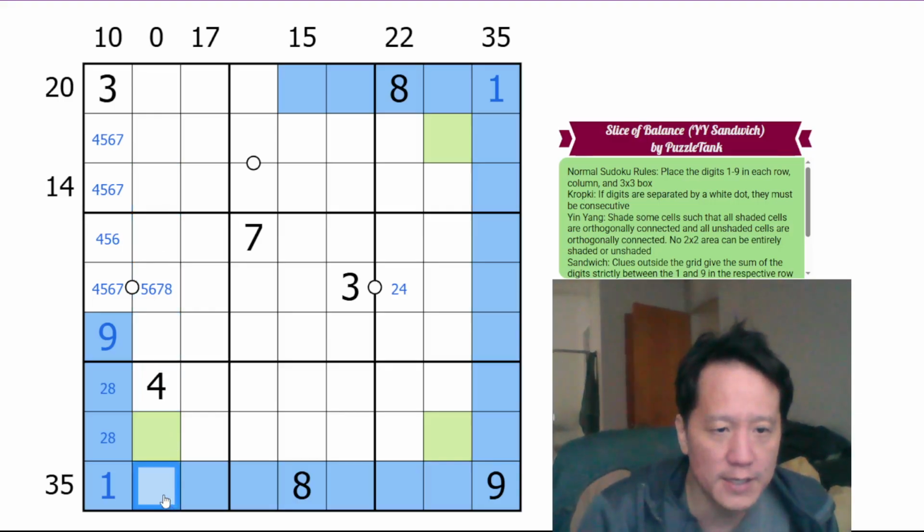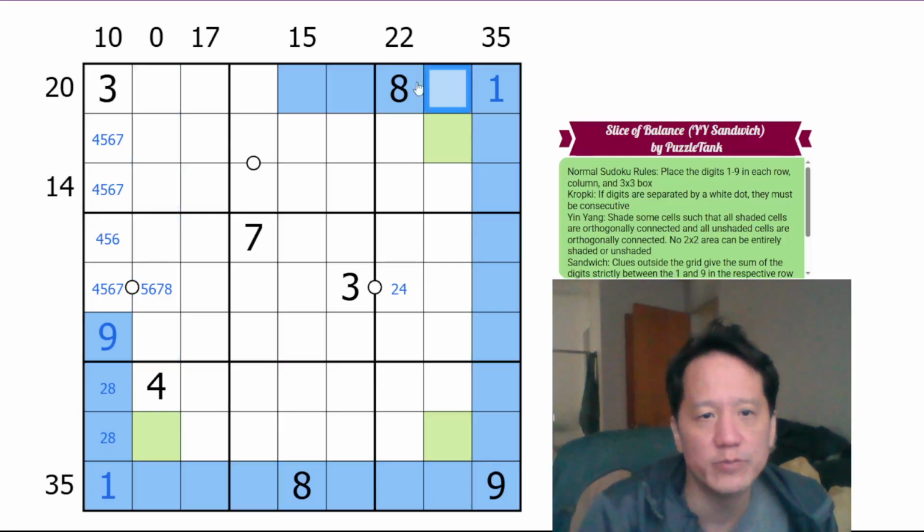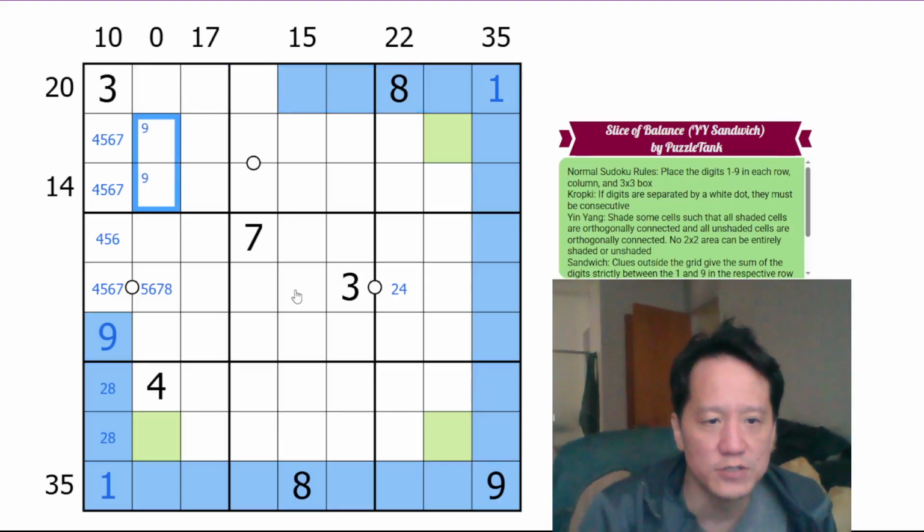Well, 9 cannot be here or here because this is unshaded. 9 can't be here. Where is the 9? It cannot be here because that would be too many digits that are shaded, because this adds up to 20 only. This is 3. Therefore, 35 minus 3 would be in between if this were 9. So 9 has to be one of these 2 digits here. One of these 2 digits is a 9 here.